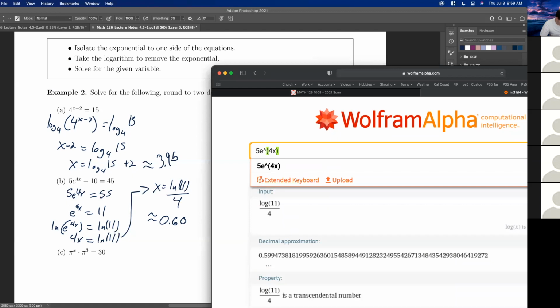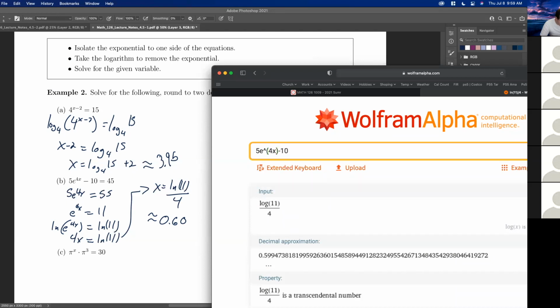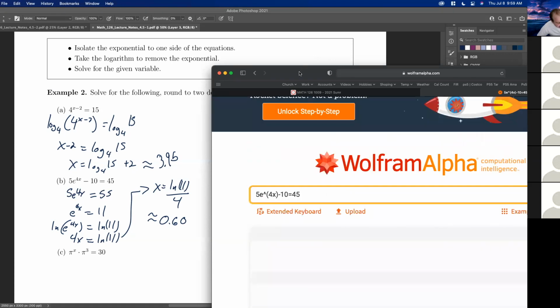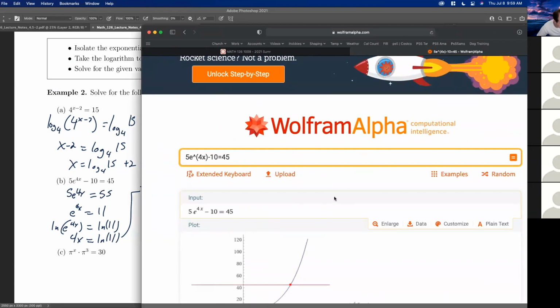I'm not unaware that some of you for the homework will just type this into Wolfram Alpha and copy down the answers. Please attempt to solve some of these by hand.